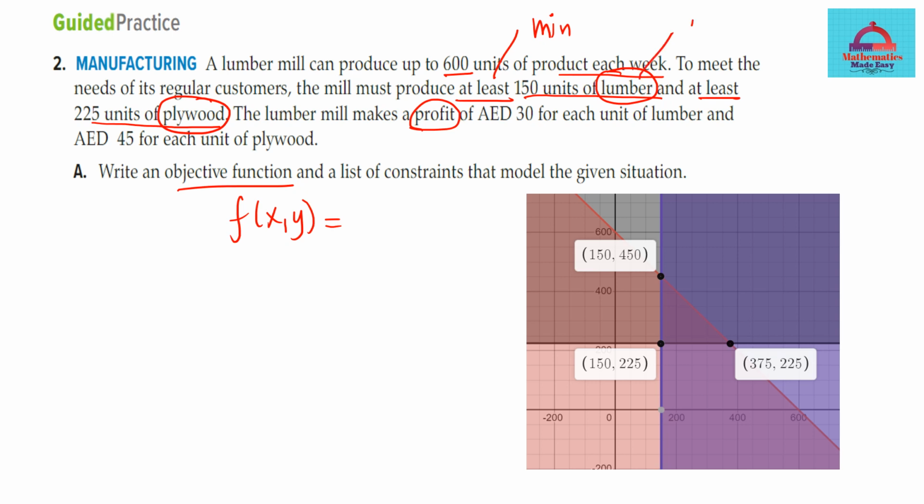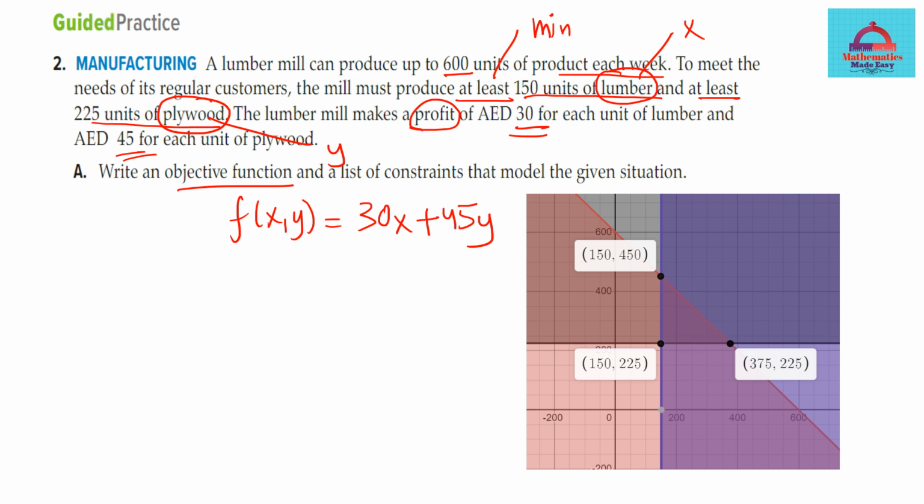If I take lumber to be x, plywood to be y, then the profit is 30 dirham for each lumber, so 30x, plus 45 dirhams for plywood. So this is my objective function. Now what are the conditions? The condition is that the lumber mill can produce 6,000 units of product each week. Okay, so this is going to be the maximum.